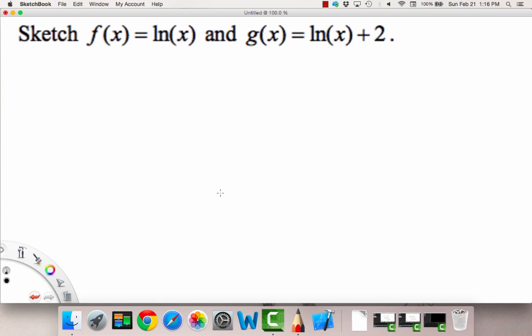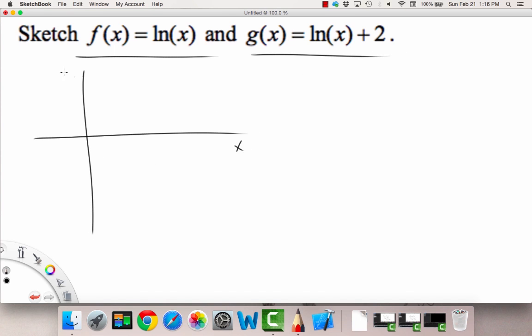Okay, so here's an example to delineate what I just said about horizontal compression and stretching and vertical shifting, that relationship there. So what we're going to do is sketch both of these graphs here. Okay, so let's do the ln one first. That seems relatively easier. Okay, so x and y.